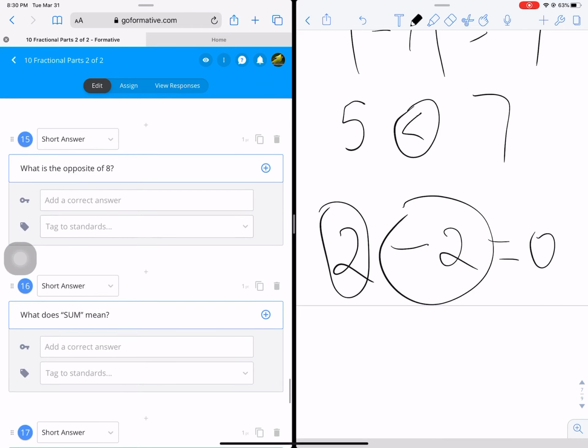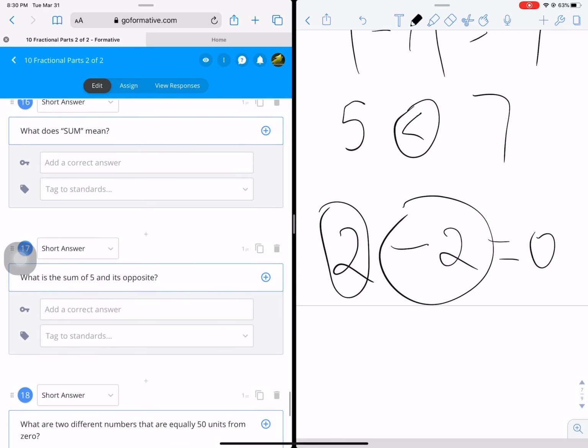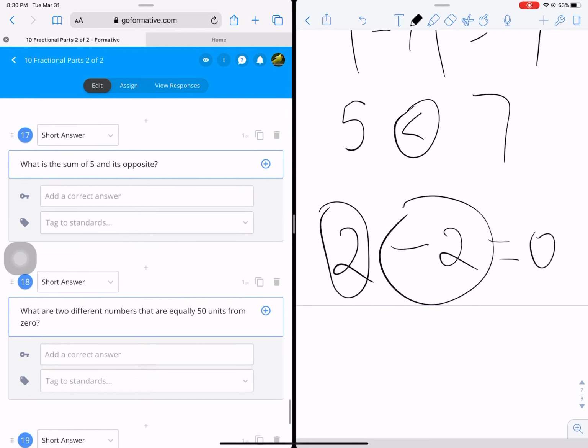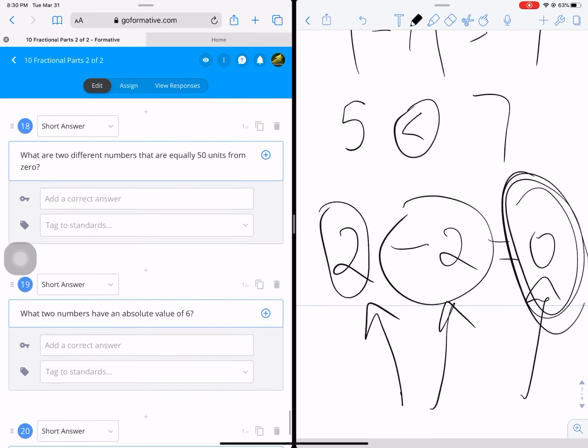And then they give you some examples. Opposite of 8, -8. Sum means to add, if you forgot. So if it says, what is the sum of 5 and its opposite? Well, I just went over that. Here's 2 and its opposite. What is any number and its opposite always going to give you? And that is what we're talking about.